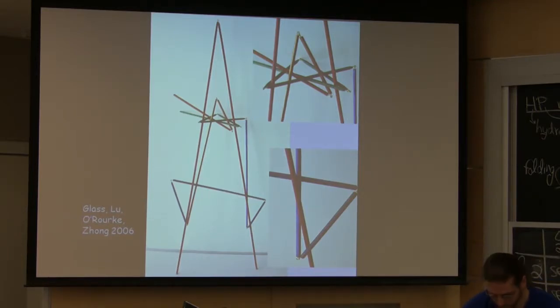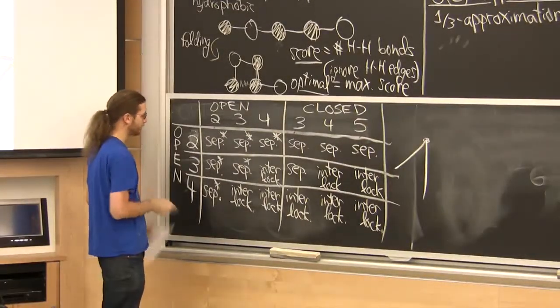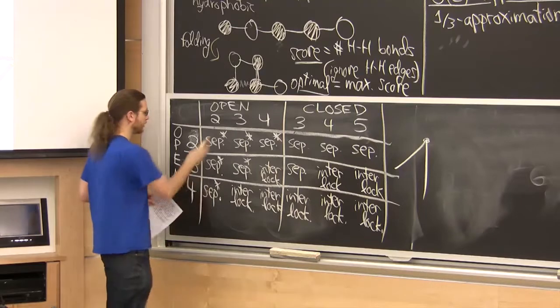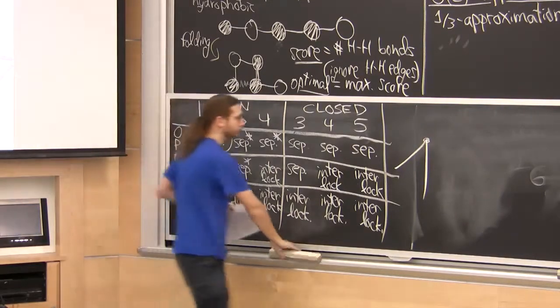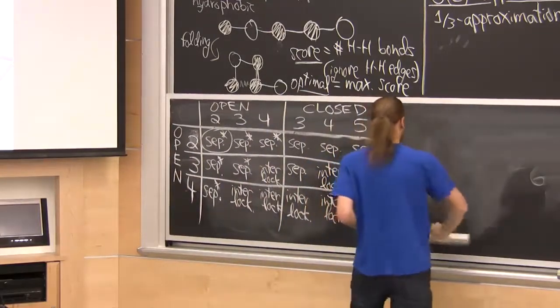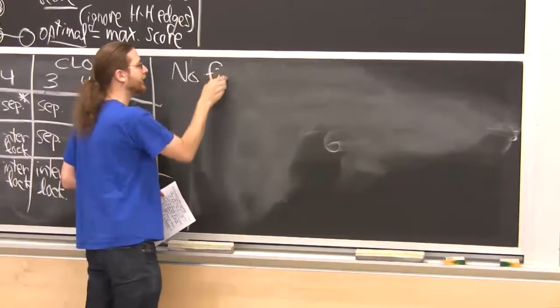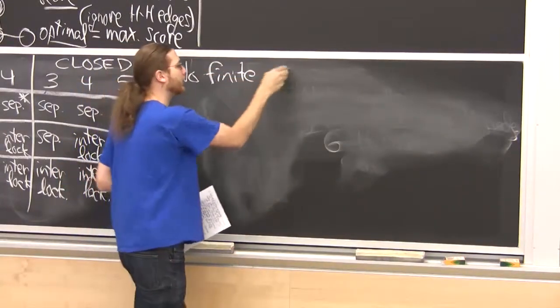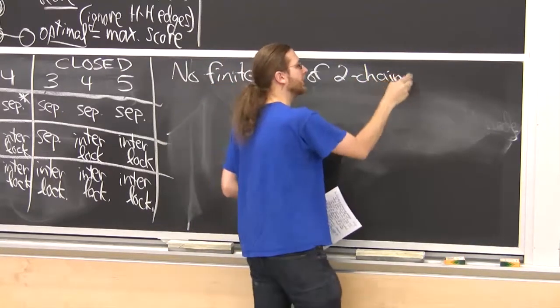All right. So those don't fit on the table, because the table is not large enough. But let me start with this result. So the easiest thing to do, show that if I have any finite set of hairpins, 2 chains, they never interlock.